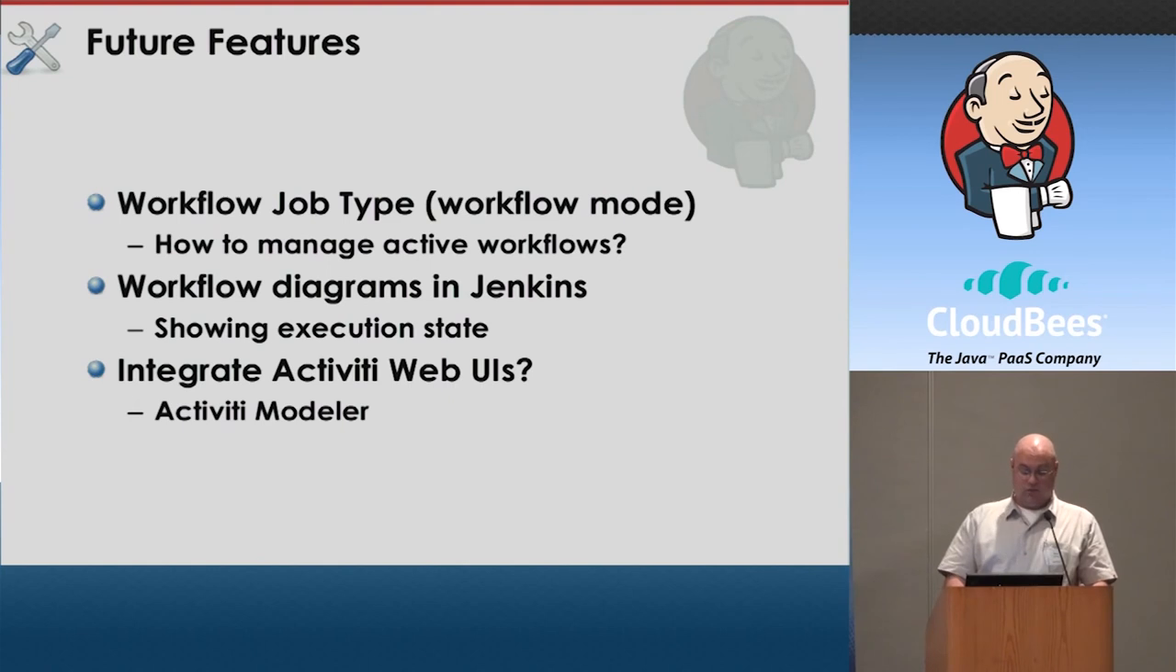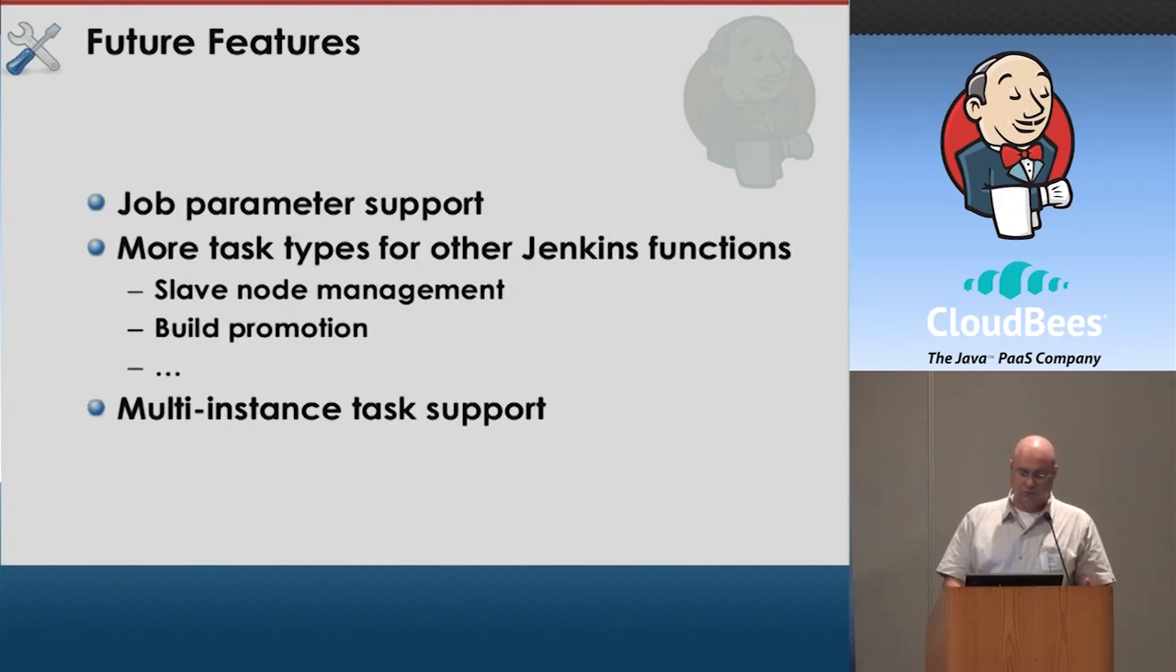The Activity web UI, if I can integrate this somehow even into Jenkins, that's possible. I don't think that Activity modeler I will ever use, because it's no longer under active development. And then little things like the job parameter should be supported. Keep in mind, a workflow also carries variables with it. The workflow context is essentially just a bunch of variables which a script task or the Jenkins task can then access and stuff values from these into a job when a job gets started.